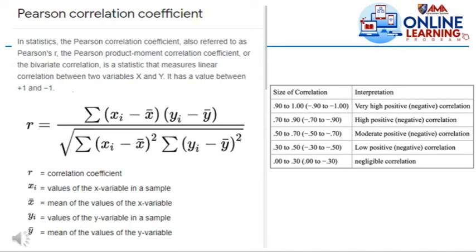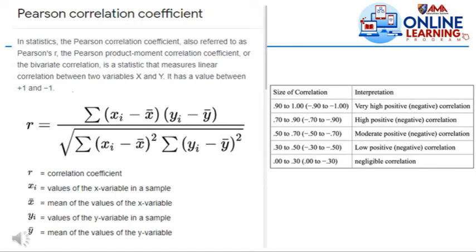So the formula for the Pearson R is given by this, wherein variable r represents the correlation coefficient, x sub i, values of the x variable in a sample, x bar, the mean of the values of the x variable, y sub i, values of the y variable in a sample, and we have here y bar, or the mean of the values of the y variable. And we also have here the indicators.